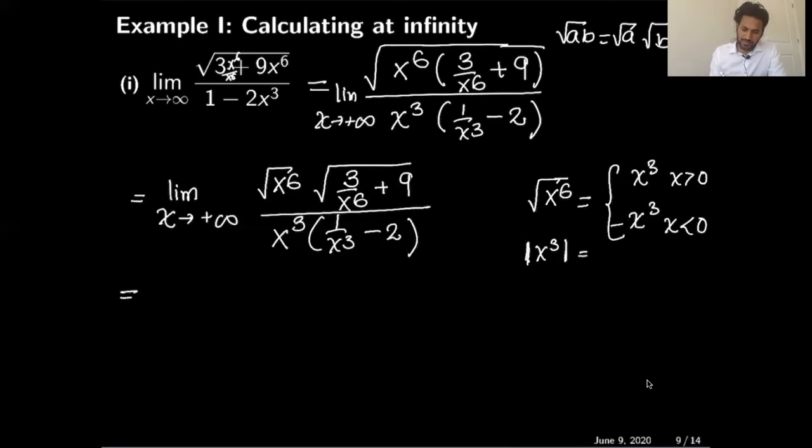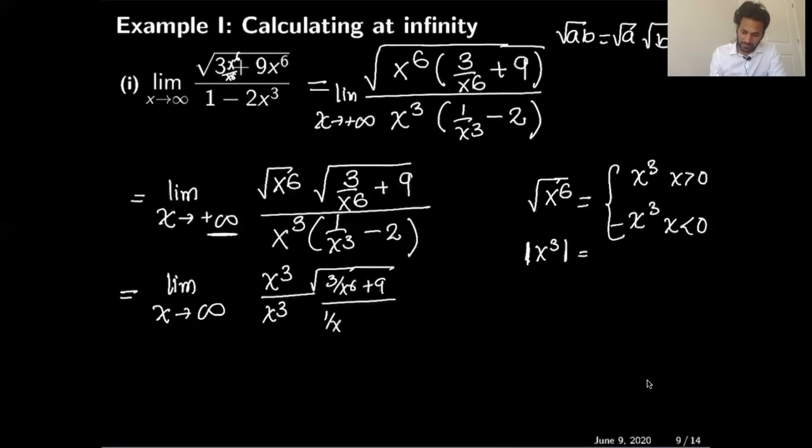Since my x is positive, I'm approaching positive infinity. That will be x cube positive divided by x cube, times the square root of (3 over x to the power 6 plus 9), divided by (1 over x cube minus 2). This will cancel out, and if I plug in x to infinity, the terms 3 over x to the power 6 and 1 over x cube go to 0. So I will get the square root of 9 divided by negative 2. So my answer will be minus 3/2.